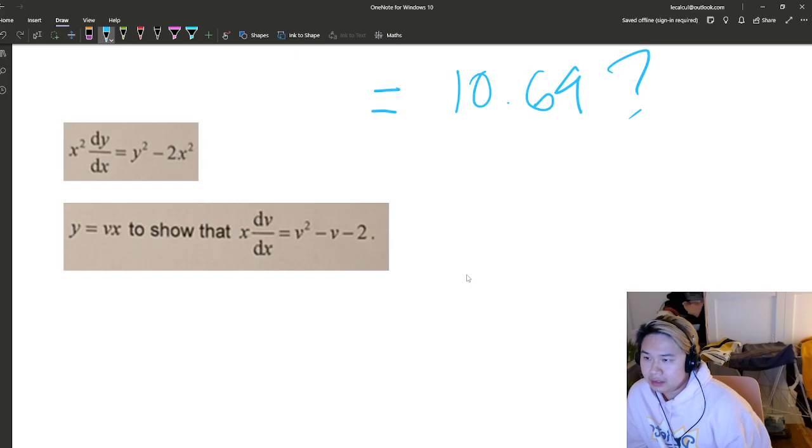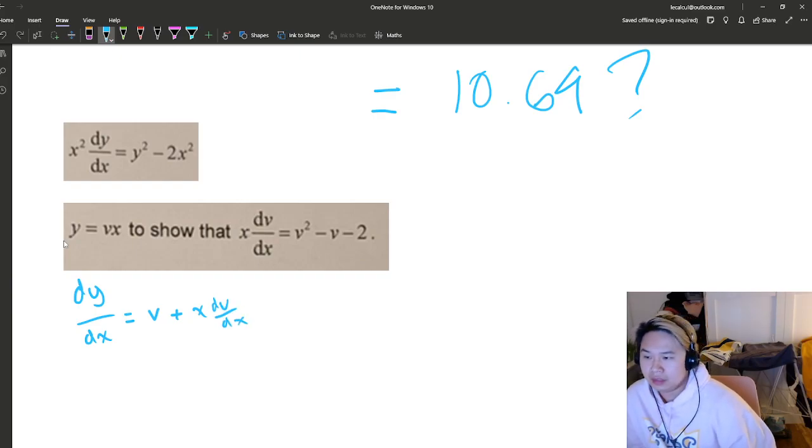Okay, so first off, dy/dx is going to be... we're going to do a bunch of substitutions, but first I need to find dy/dx. So this is a product rule of v and x. The derivative of x is just 1, so this is going to be v plus basically x dv/dx.